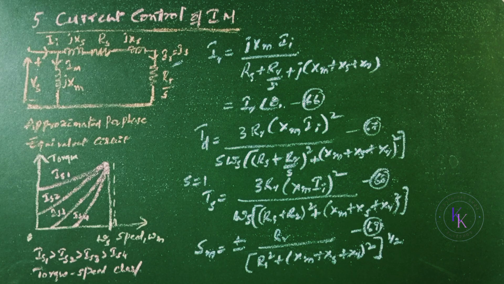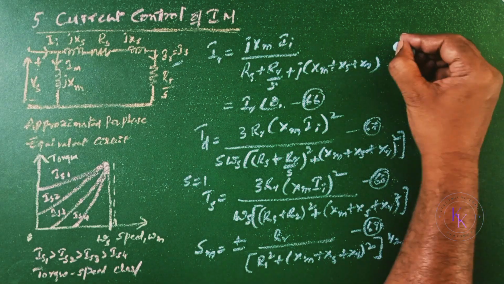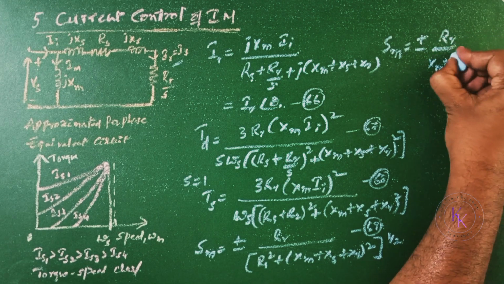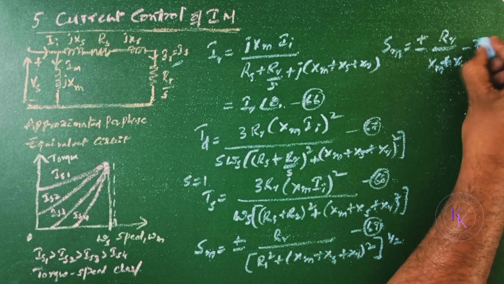In a real situation, the stator current through RS and XS will be constant at II. Generally, XM is much greater than XS and RS, which can be neglected for most applications. So, neglecting the values of RS and XS, SM will become plus or minus RR by (XM plus XR). That is equation 70.